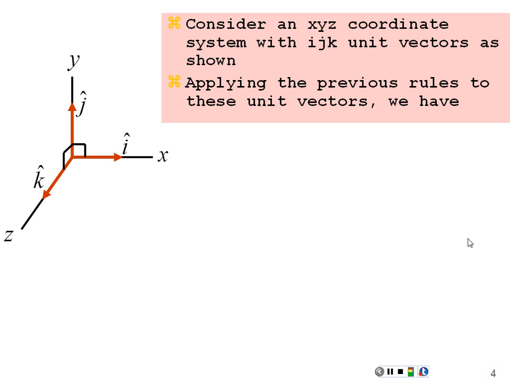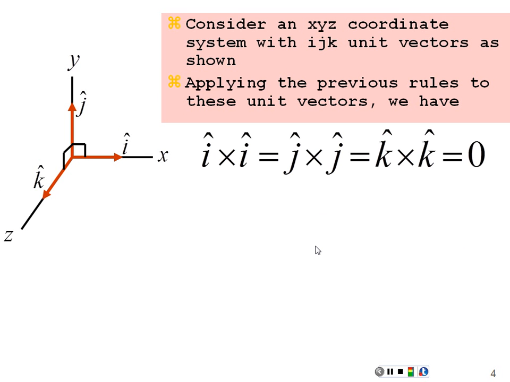Consider three unit vectors, which by definition are mutually perpendicular. So I have these unit vectors i, j, and k specifying the x, y, and z directions respectively. If I had any unit vector crossed with itself, I would have the magnitude of 1, times the magnitude of the other, 1, times the sine of 0 degrees, which would be 0. So any unit vector crossed with itself is going to be 0: i cross i, j cross j, or k cross k, 0.